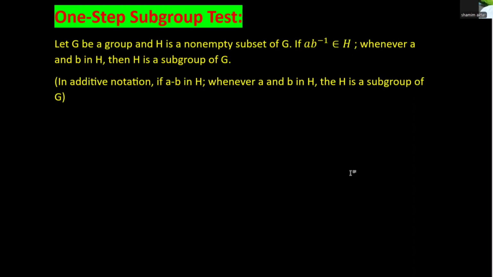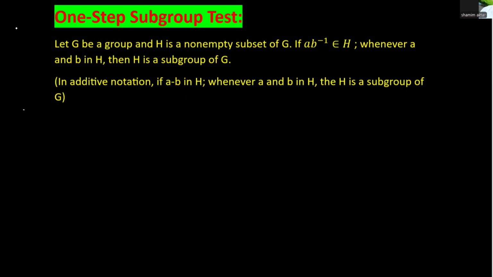Today we will discuss the one-step subgroup test, its proof, and an example related to the test. First of all, what is the one-step subgroup test? The one-step subgroup test says that for any group G, if H is a non-empty subset of G, and a b inverse belongs to H whenever a and b are in H, then H is a subgroup of G.